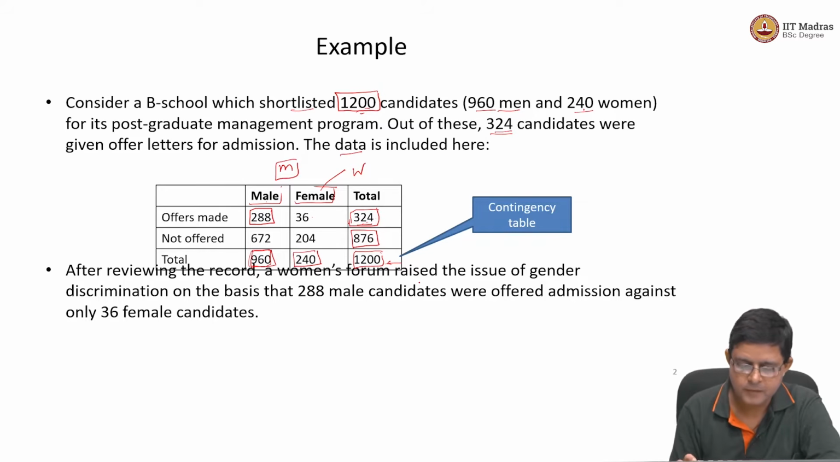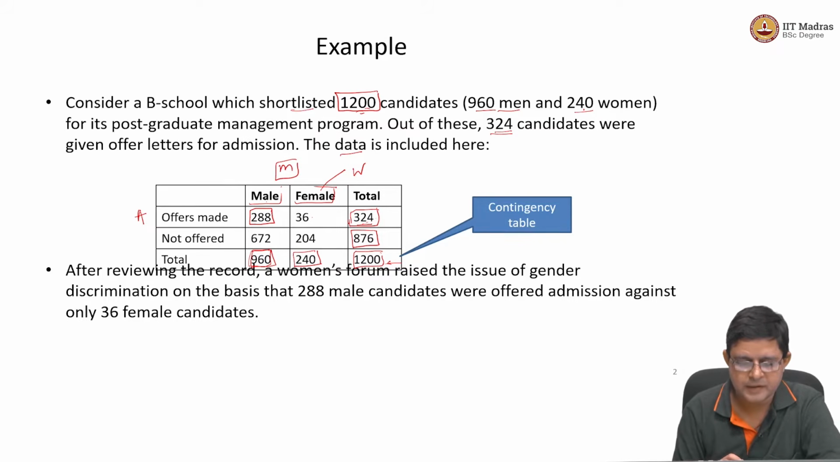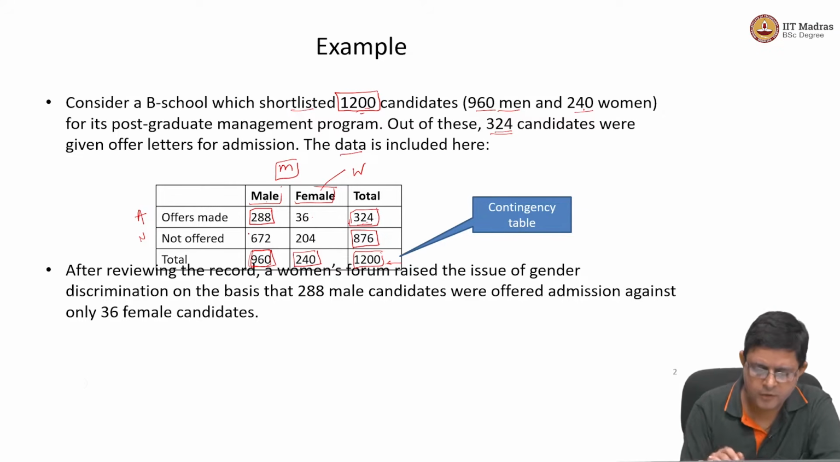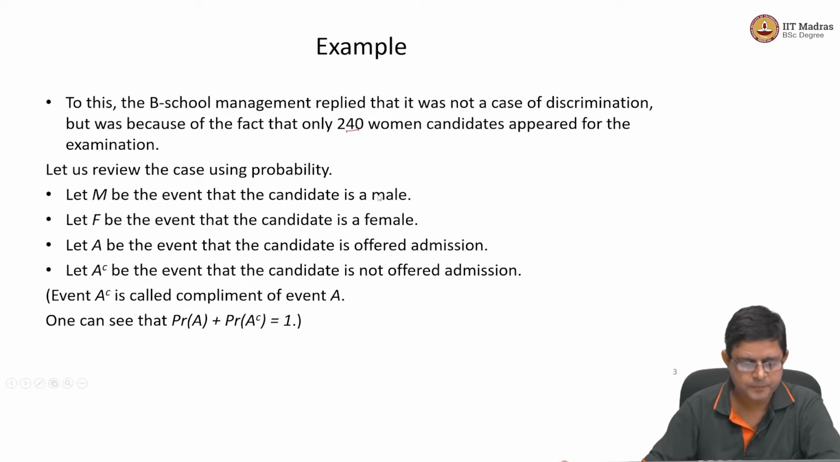Now, let us say that there is an event of an admission offer being made. Let that event be called A. What is the event of randomly selecting a candidate for whom an admission offer was not made? Let us call this N. This is the event where a randomly selected candidate, male or female, is not offered admission to the program. So, these are the 4 events. Let us list them down.